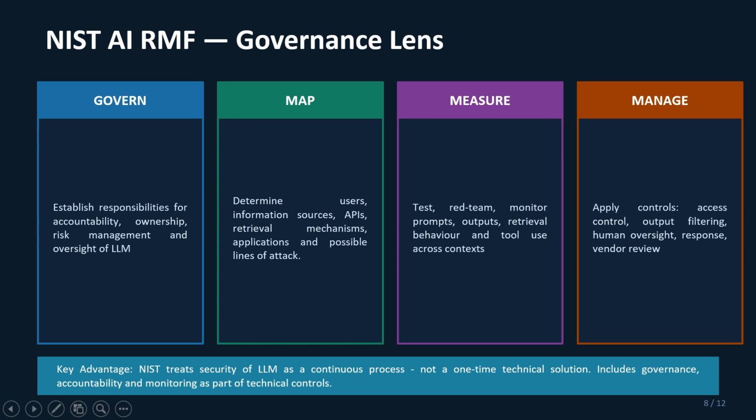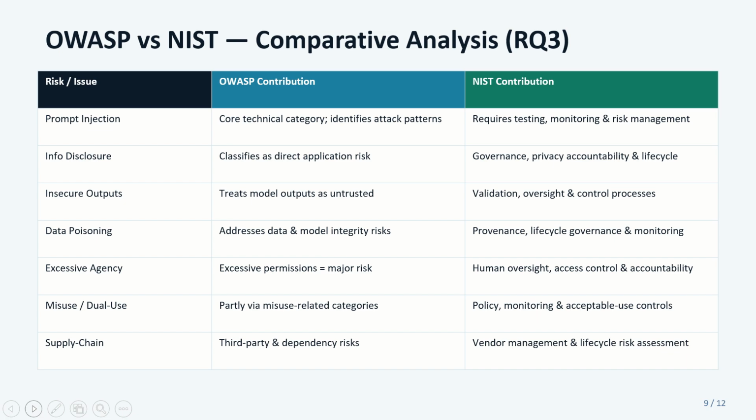NIST AI RMF governance lens: govern, map, measure, and manage. This is a governance framework. Through the governance lens, NIST establishes responsibilities for accountability, ownership, risk management, and oversight of LLMs. It maps, determining users and information sources. It also measures: test, red team, and monitor prompts, outputs, and retrieval. Then it applies controls: access control, output filtering, human oversight, and so on.